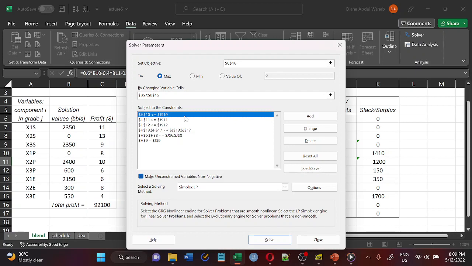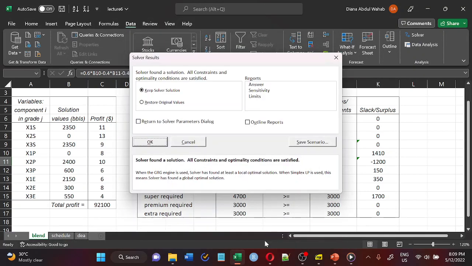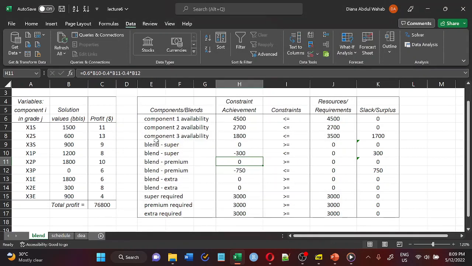Let me check. H10, J10, H6, and H11, J11, H12 less than J12. And this is something that I didn't expect, the equal sign, but whatever it is, just try to solve this. Okay, all right.